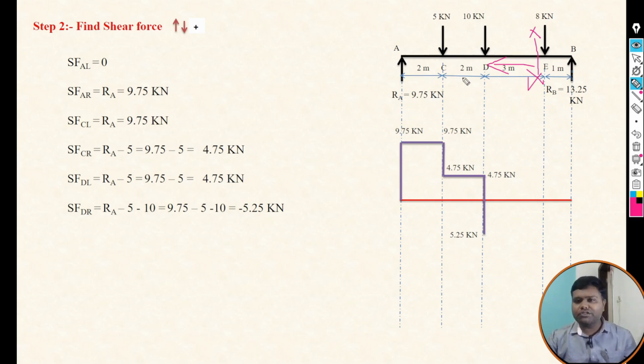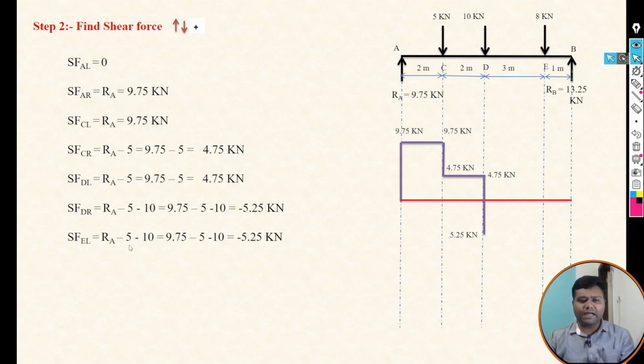Again three forces are there, that is 9.75, 5, 10. Whatever equations we have calculated for the D right, that equation is the same for the E left. So shear force at E left is the same: RA minus 5 minus 10, that is minus 5.25. It means that the shear force diagram is constant up to the E left. See here.